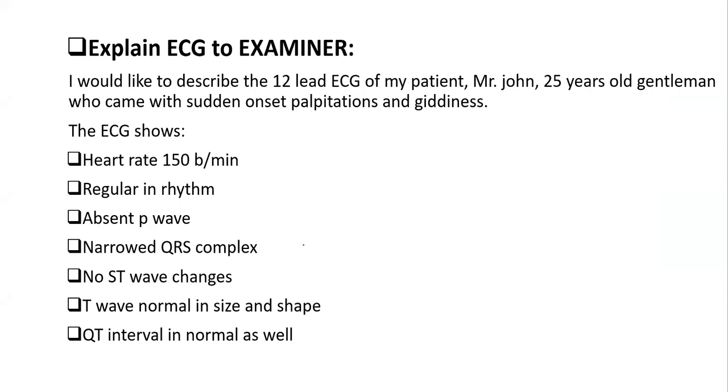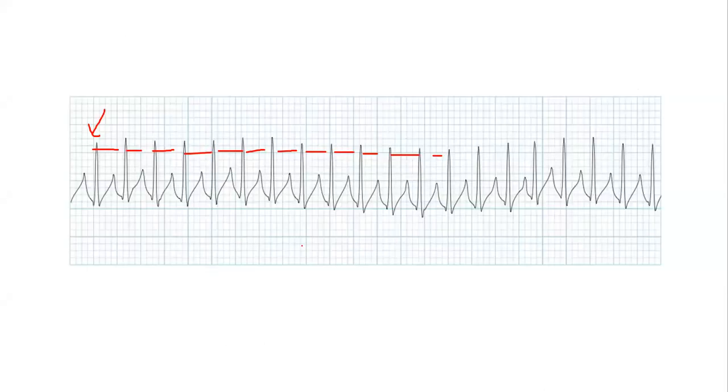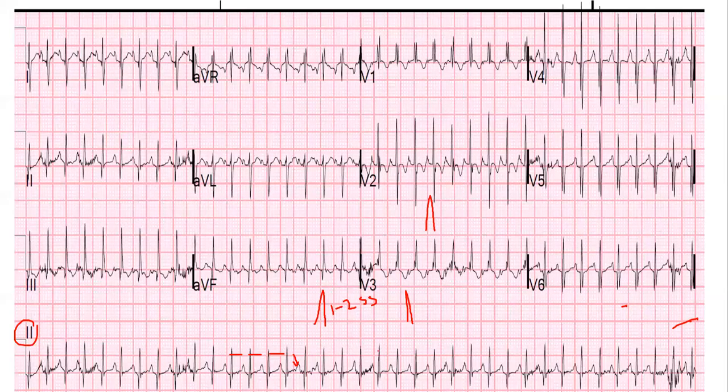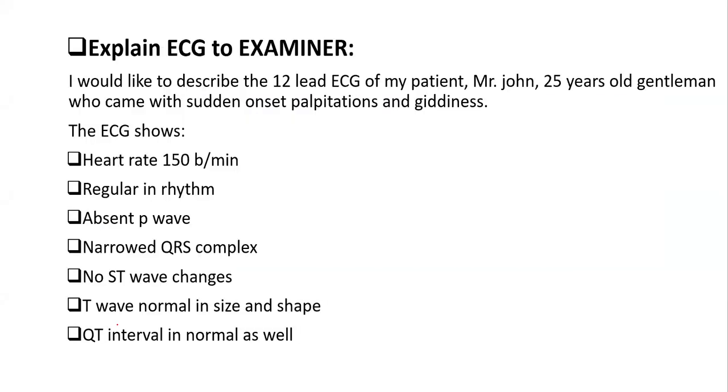So how do we explain the ECG to the examiner? Even before that, you first have to be sure in the exam that this is SVT, and then quickly look at other parts of the ECG for any other changes. And even if you just find out SVT in that short time, they will be happy with you. Okay, so let's come to the discussion of explaining the ECG to the examiner.